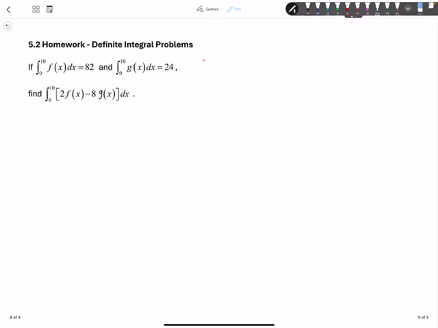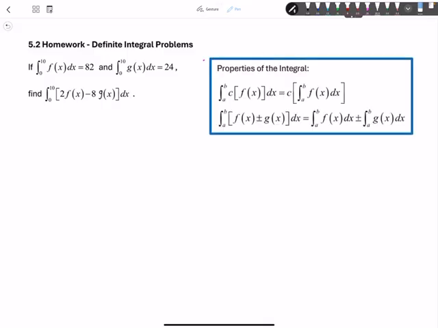All right, another problem. We are given that the integral from 0 to 10 of f of x dx is equal to 82, and the integral on the same interval but for a different function, the integral from 0 to 10 of g of x dx, is equal to 24. Can you find the value of the integral from 0 to 10 of 2 times f of x minus 8 times g of x dx?